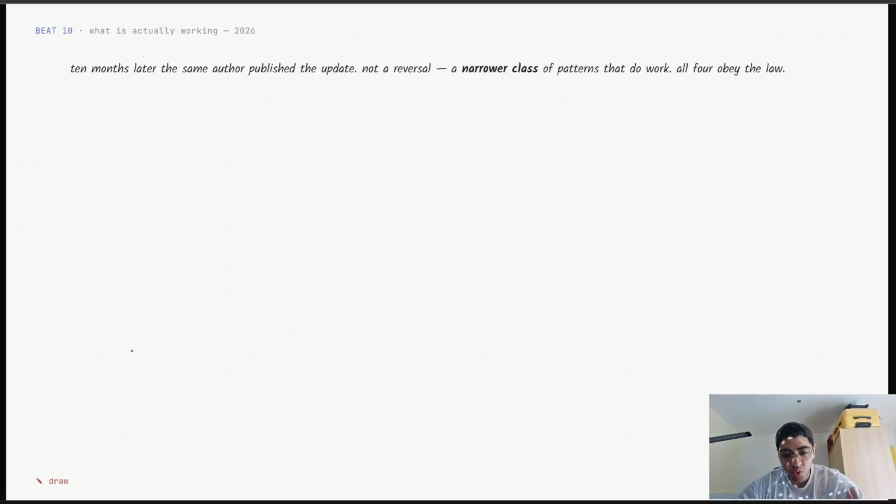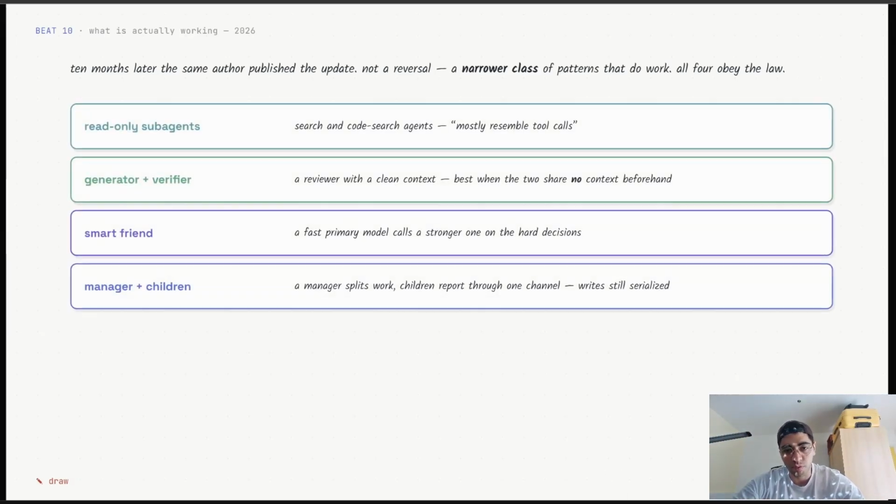What they are saying is that the original observations still hold for parallel writer swarms. It is basically a narrower class of patterns, a group of patterns that actually work, and every one of them obeys the laws that we have been talking about. First of all, we have the read-only sub-agents: search and code search. You have your search agents that go and do their search for you, and then you have your coding agents.